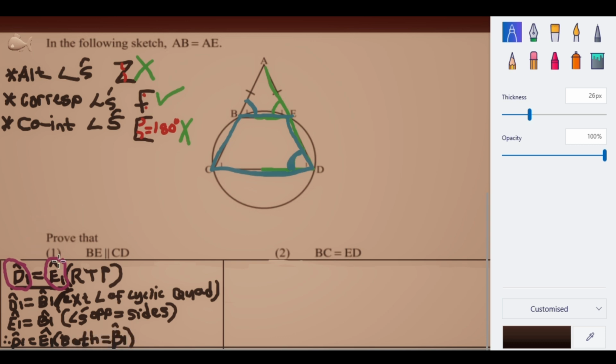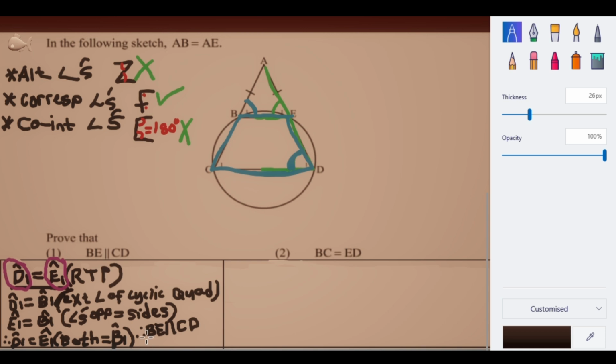Now we're going to conclude with the question itself. Remember, the question says prove that BE is parallel to CD. So there you have to agree with the examiner. You have to say therefore yes, BE is indeed parallel to CD. But which of the reasons did we use? Out of the 3 reasons on top, we have used the corresponding angles, because it forms an F. Look at the green lines. So indeed, BE is parallel to CD.